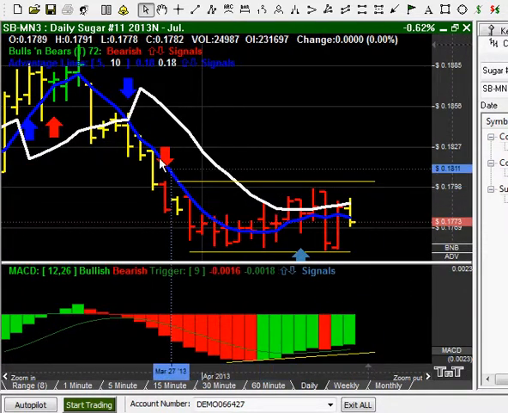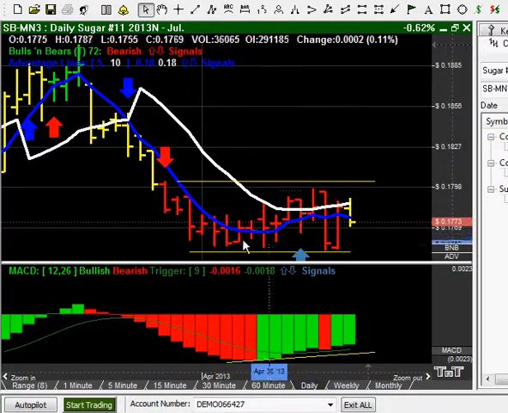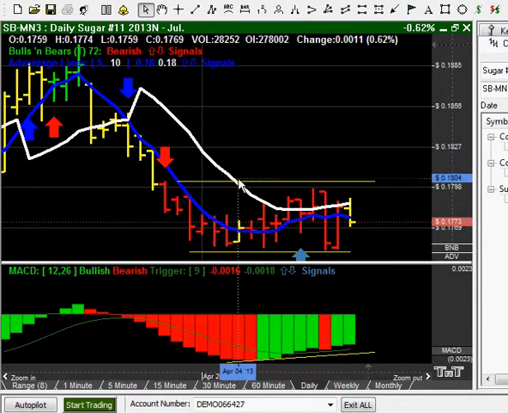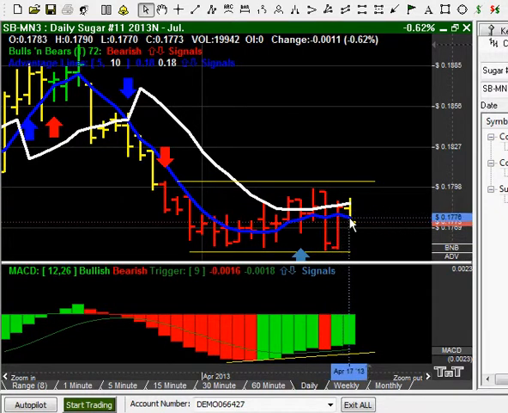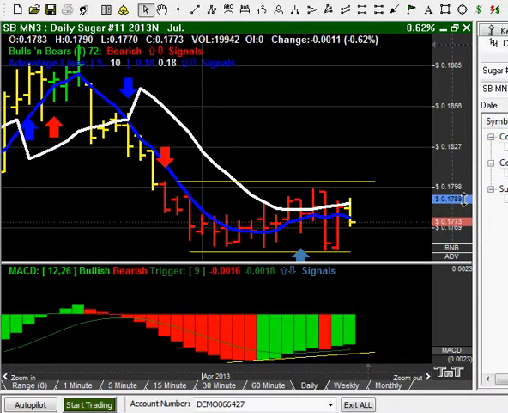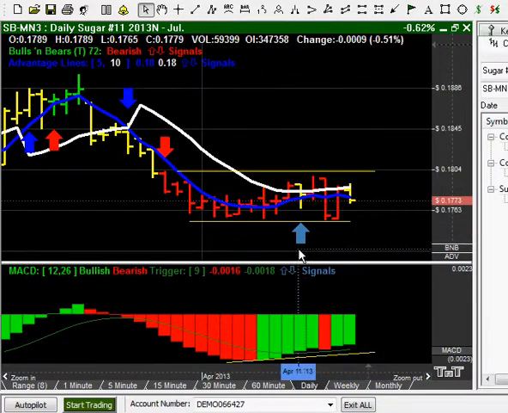Okay, sugar. This looks like it's making a base here, just a classic double bottom, kind of a W type base pattern. Support, resistance. The advantage lines are just getting ready to go on a buy if sugar trades higher from here. So the MACD, you can see that that's coming up, making a bullish divergence. And now the MACD has put in a buy signal here. That arrow is the MACD buy signal.